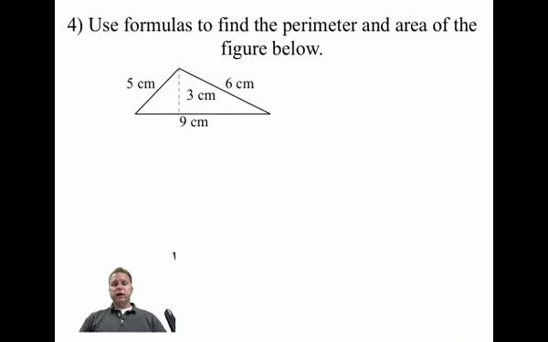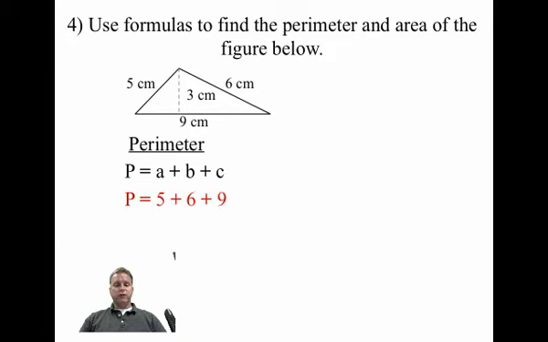Would you pause the video and try to find the perimeter and the area of this figure? When you've done that, go ahead and unpause it and we'll go from there. Okay, hopefully you know that's a triangle. And to find the perimeter of a triangle, we add up all 3 sides. So we're going to go 5 plus 6 plus 9. And it's going to be 20. Again, make sure to label it centimeters.